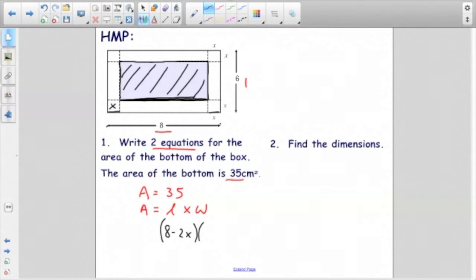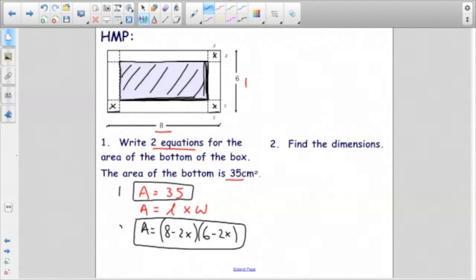Okay, what's the width? This piece right here. Well, we know it's 6, and there's an x there, and there's an x there. So it's 6, take away 2x. So now we have our two systems. There's system 1. There's system 2. So there's our two equations. Now to find the dimensions, we're going to have to do some math.